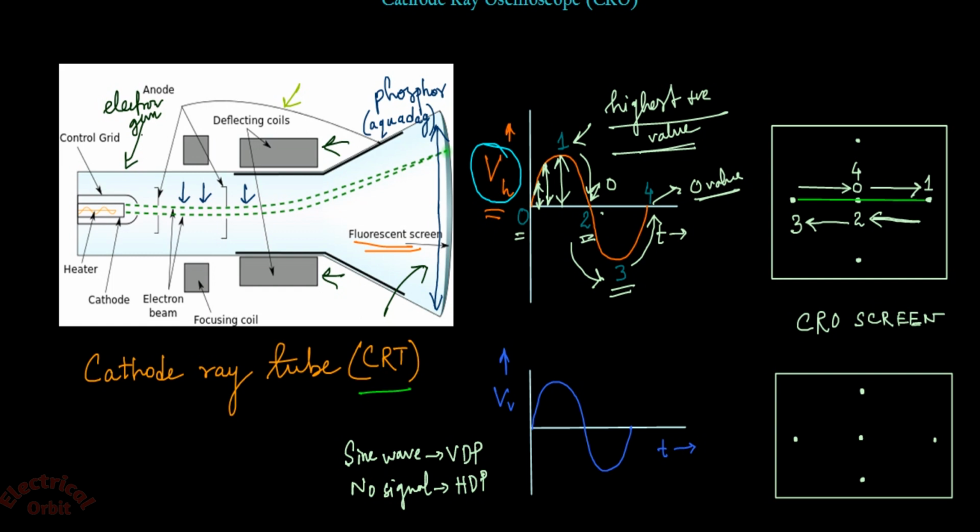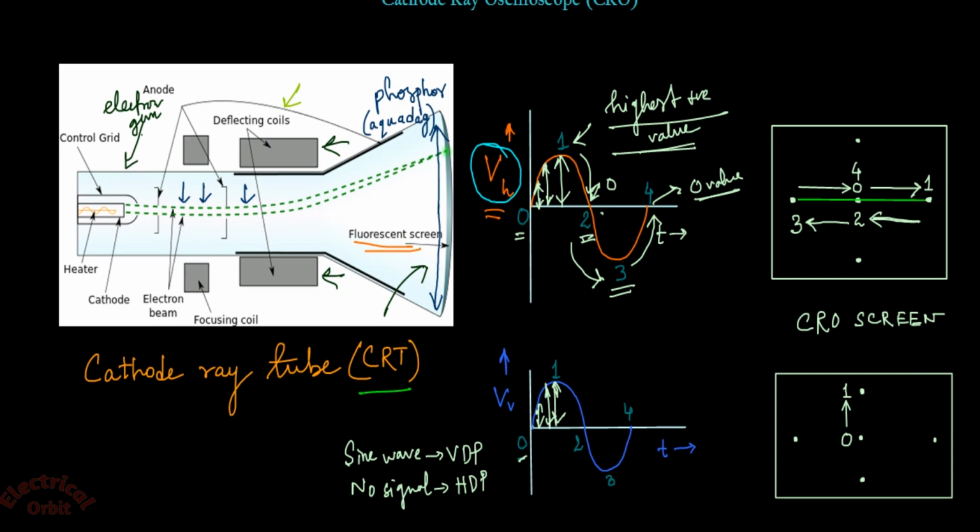So in a similar way, let us name the positions 0, 1, 2, 3 and 4. Now, same thing: at the 0 position the value is 0. Which value? The amplitude. As we proceed towards 1, the value of the amplitude is increasing, and at 1 it is maximum. So this is the 0 position, and from 0 to 1 the amplitude reaches maximum, so this is 1.